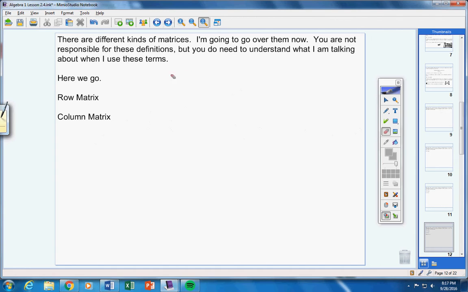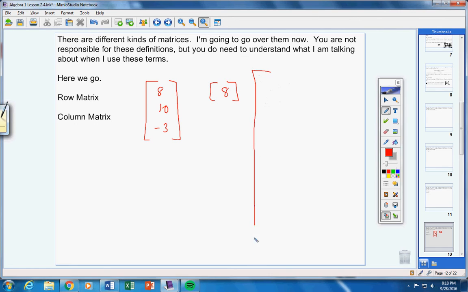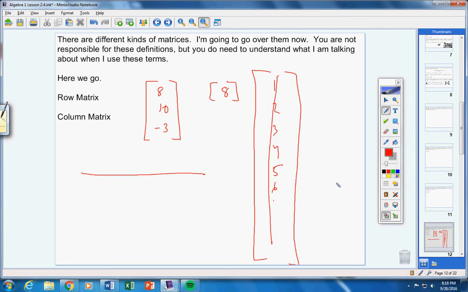Well, you know what a column matrix is? A column matrix is a matrix that has 1 column. So it could look like this. This would be a column matrix. 8, 10, -3. It could have just 1 number. You say, well, Mr. Error, that's a row matrix. Yeah, it's a row matrix. It's also a column matrix, both. It could be either one, okay? Here's a row, here's a column matrix. It could be really long with a bunch of numbers. 1, 2, 3, 4, 5, 6, whatever. You get the idea, okay? So a row matrix is a matrix that has 1 row. A column matrix is a matrix that has 1 column, okay?